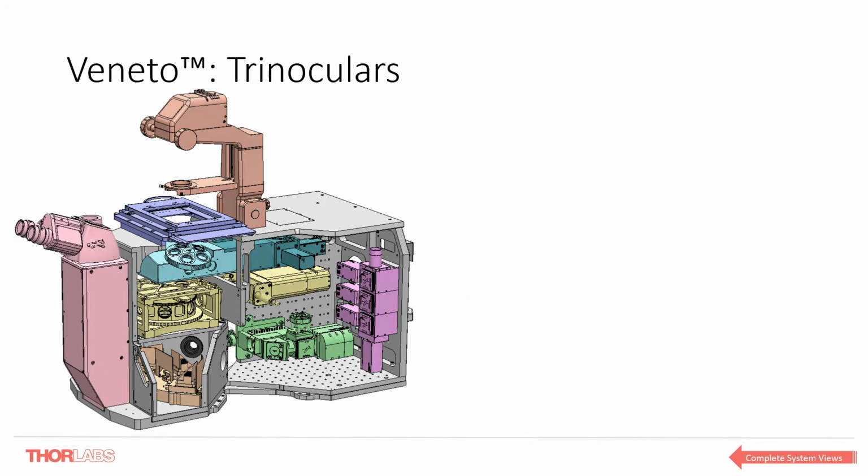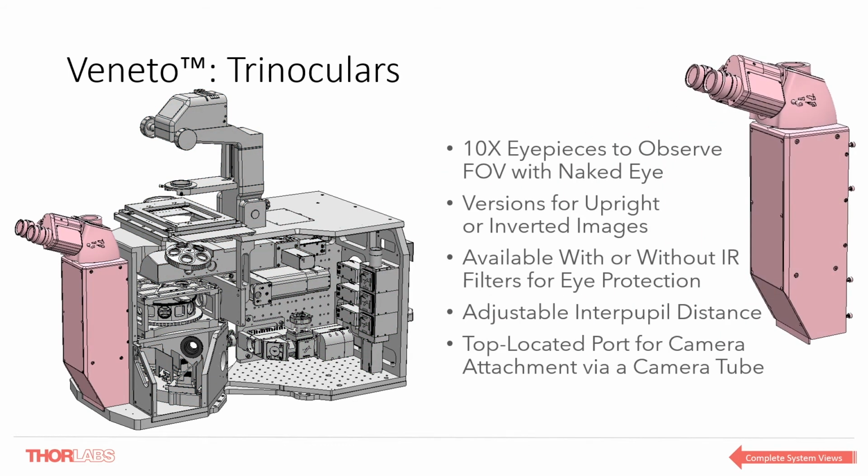The front port can be configured as an additional imaging port, or in the case of the system shown here, as the trinocular port for direct viewing. The trinoc also contains an additional camera port. The eyepieces contain a laser interlock, as well as positions to insert IR blocking filters for additional safety measures.